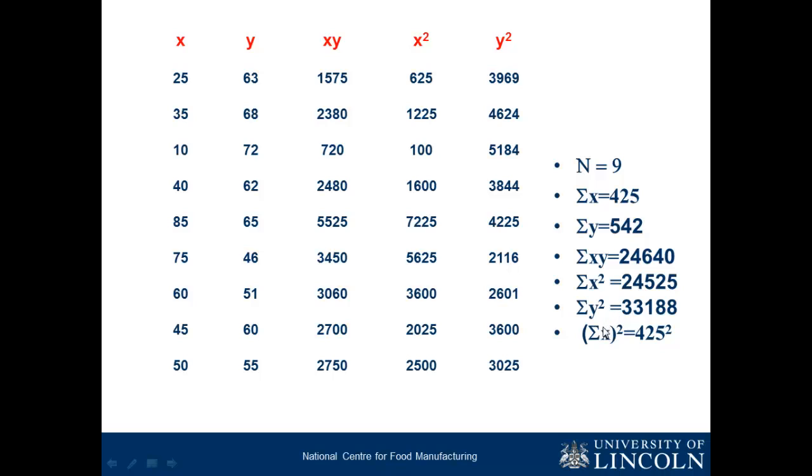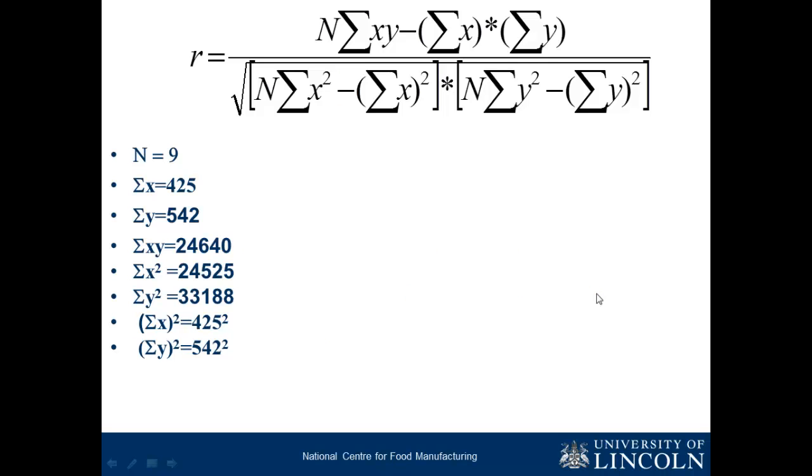Now, we also need to know our square of summation x. Summation x is this one. Square it. That is this. You can see summation x is 425, squared. And summation y is 542, squared. This value here, square it. Because all these are the elements we need in that formula. These are the same elements you have on the previous slide. And this is the formula.